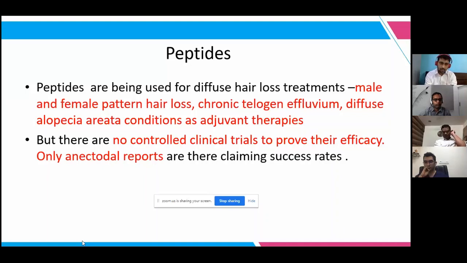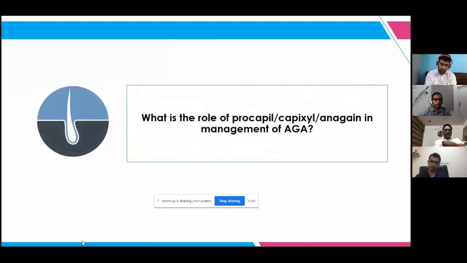We use them because, as he said, initially people get bored of minoxidil, then we try these minoxidil plus peptide combinations. And even though they are claiming success rates, we don't have controlled clinical trials. That is the problem.